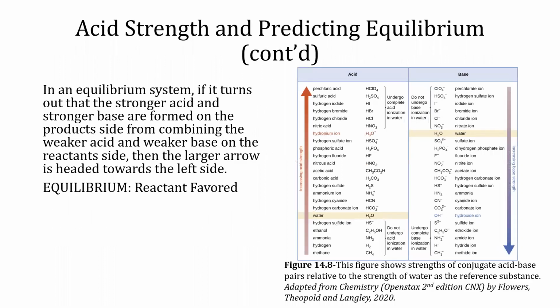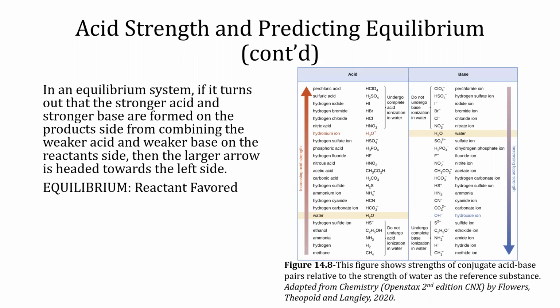In an equilibrium system, if it turns out that the stronger acid and stronger base are formed on the product side from combining the weaker acid and weaker base on the reactant side, then the large arrow is headed towards the left side. Equilibrium is reactant favored.